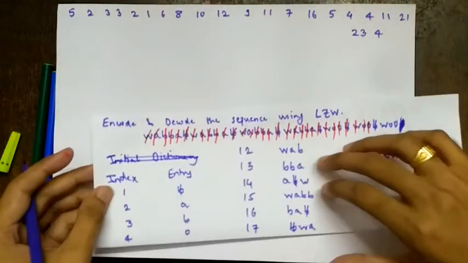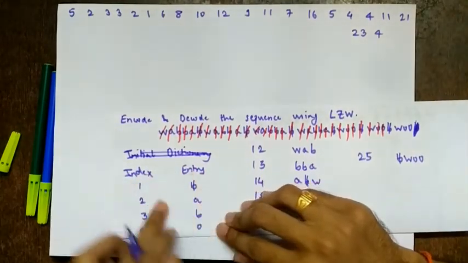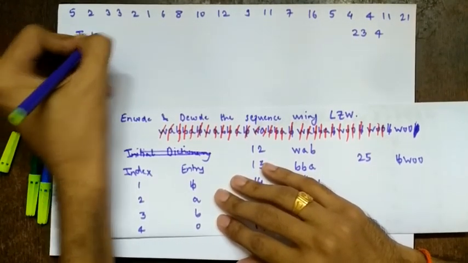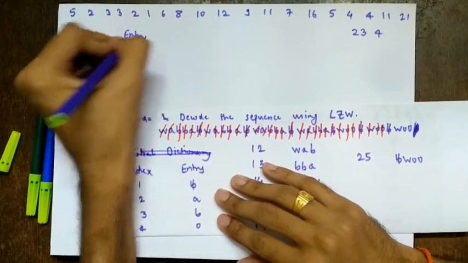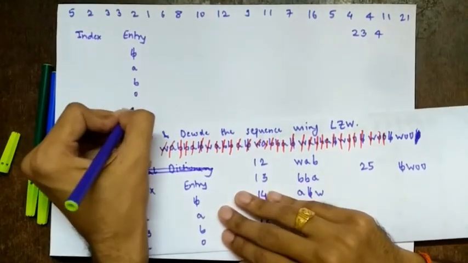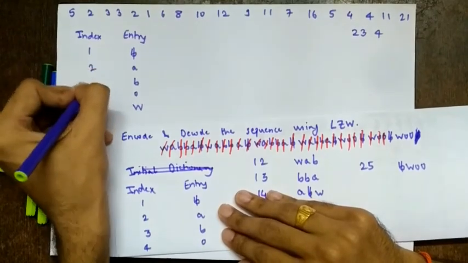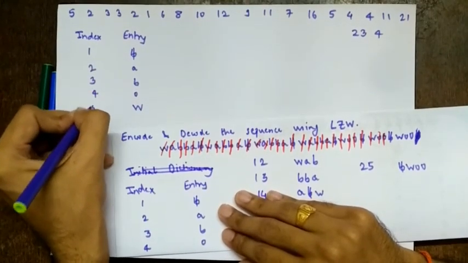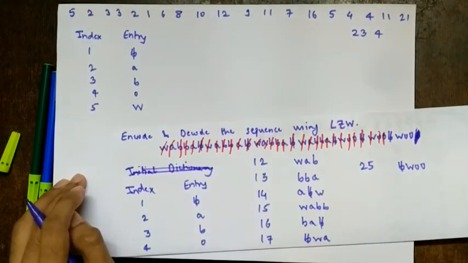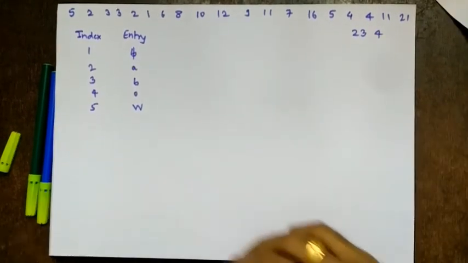For decode, we again assume that we know the alphabets. It will be told by the sender. So we'll have the initial dictionary like this. This is index, this is entry. So B̄, A, B, O, W. So 1, 2, 3, 4, 5. So let's see how to do this. So let's see how to decode.